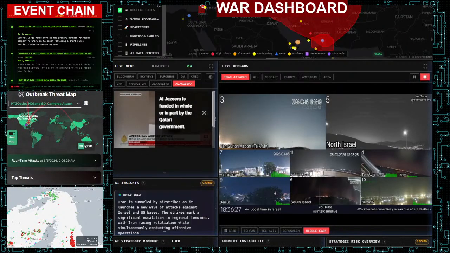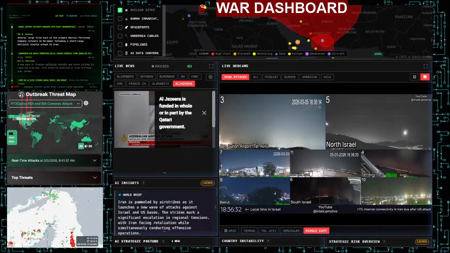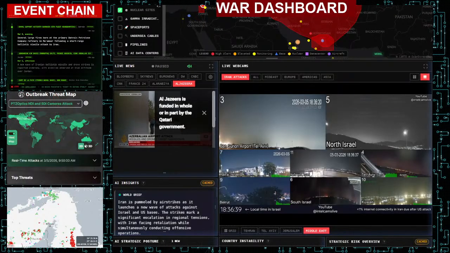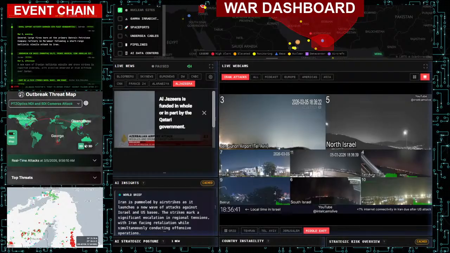Azerbaijan is the latest country to be impacted by this conflict. 4 people there were injured after 2 drones fell near an international airport. Baku has summoned the Iranian ambassador and has told its military to prepare retaliatory measures.